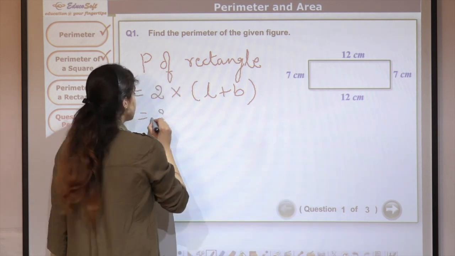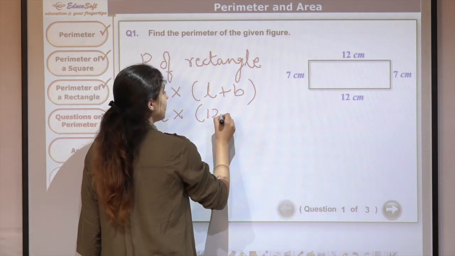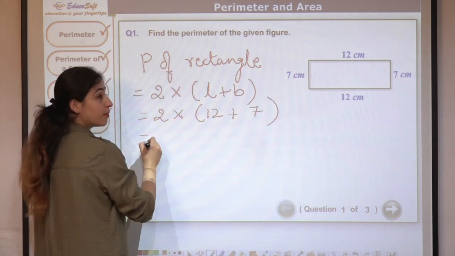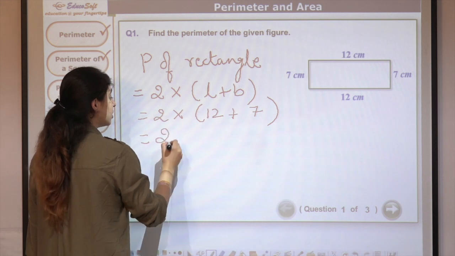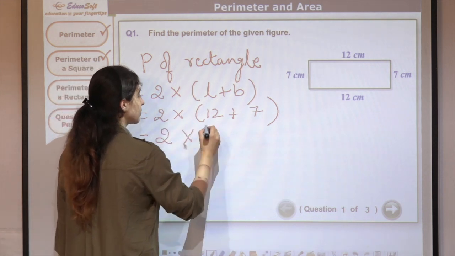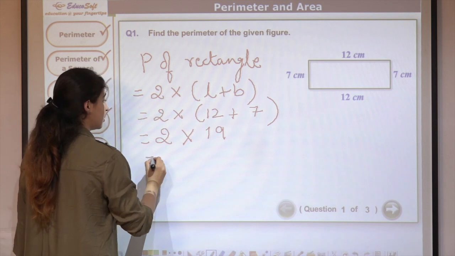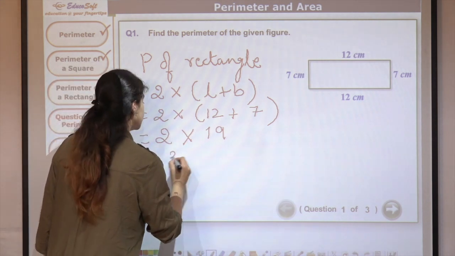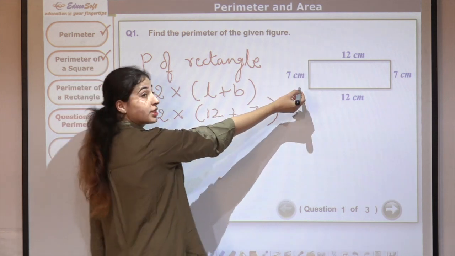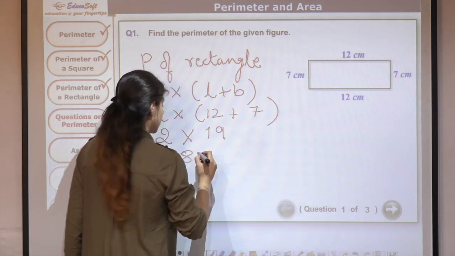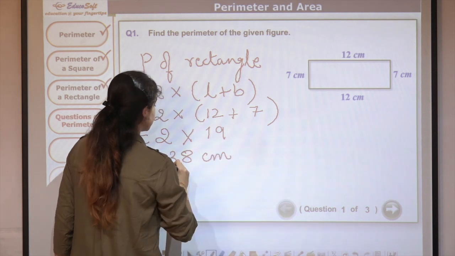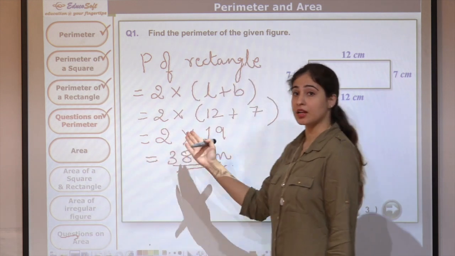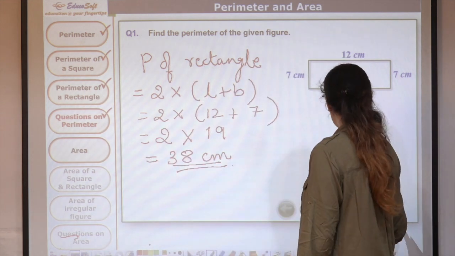12 centimeters. So 2 times (12 plus breadth, which is 7 centimeters). Using BODMAS, we calculate 2 times 19. 2 times 19 is how much? 38. Units same as the units of the sides of the rectangle, centimeters. This is our final answer, complete answer. Let's move on to the next question.